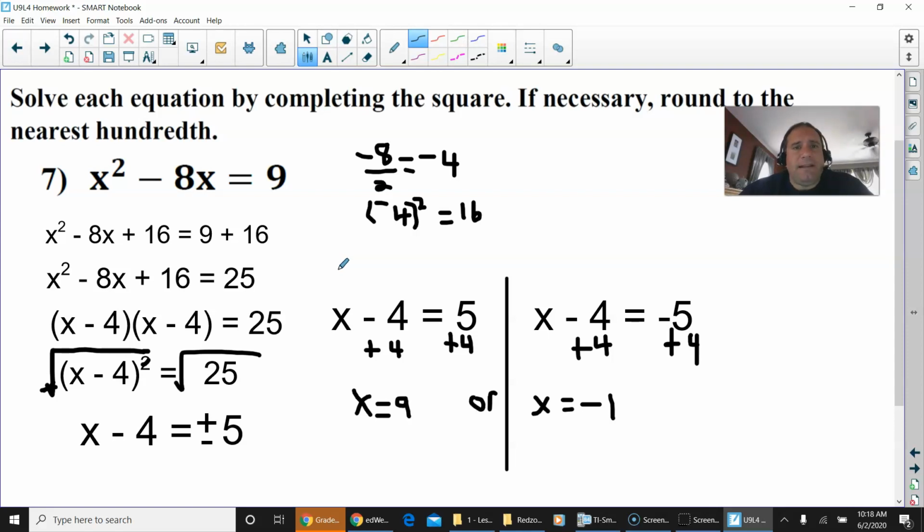I took -8, divided it by 2. You get -4. -4 squared equals 16, and I added that 16 on both sides. So you have x squared minus 8x plus 16 equals 9 plus 16, and I came out where I left the left side, x squared minus 8x plus 16 equals 25.